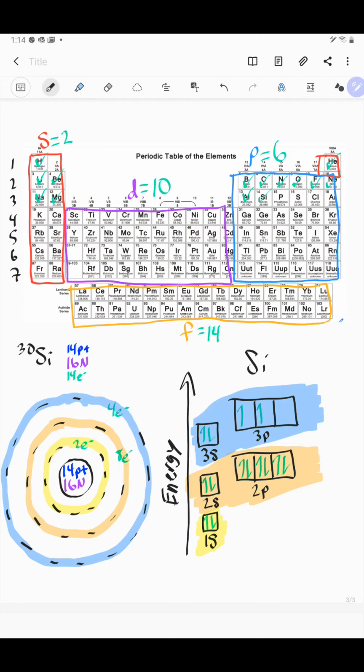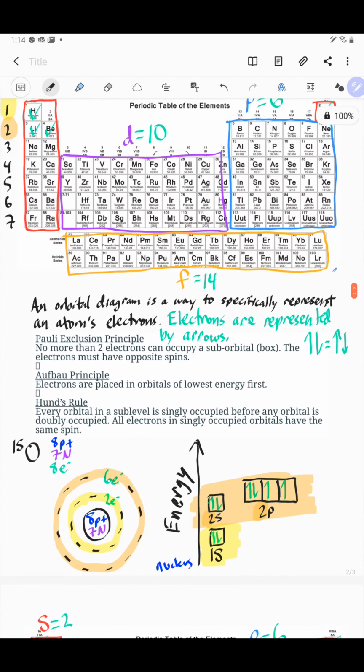So just a way to represent an atom based on the number of electrons it has. And I like to draw them side by side with the Bohr model so that you can double check your work just like I showed us. But we're going to be working more on this going forward.